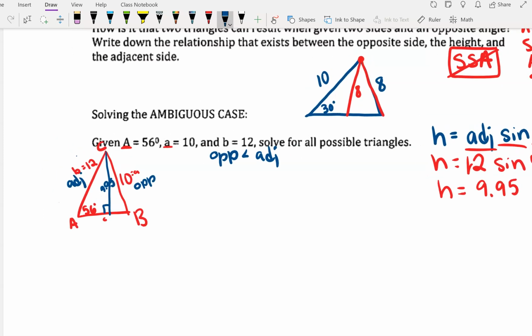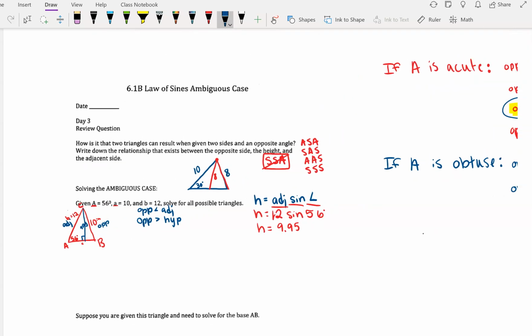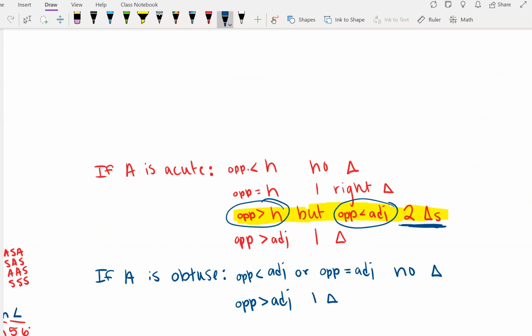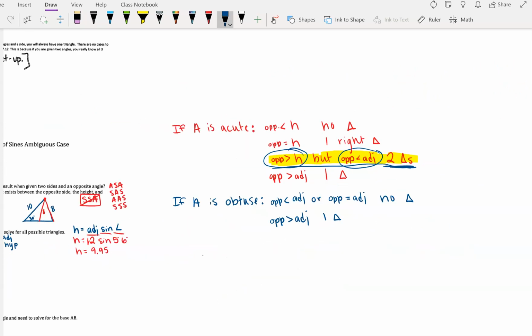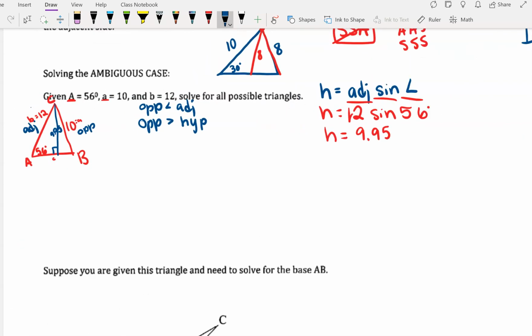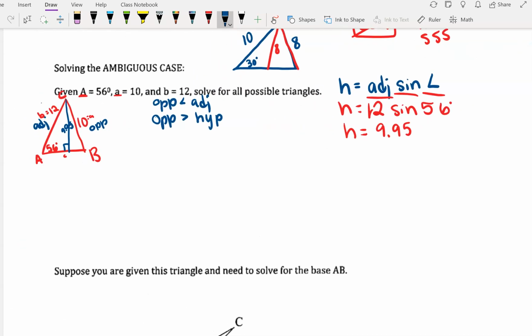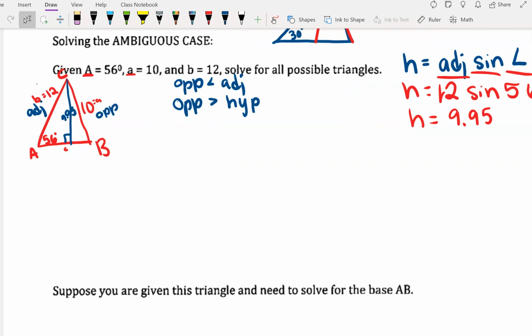Which is less than that opposite side. So the opposite was greater than the hypotenuse. So let's look back at our list. The opposite was greater than the hypotenuse, but also less than the adjacent, which means we are going to have two different triangles here, which means double the work for us. We're going to have to find all the sides for one triangle and then use some of that information to find all the sides and angles for the other triangle.